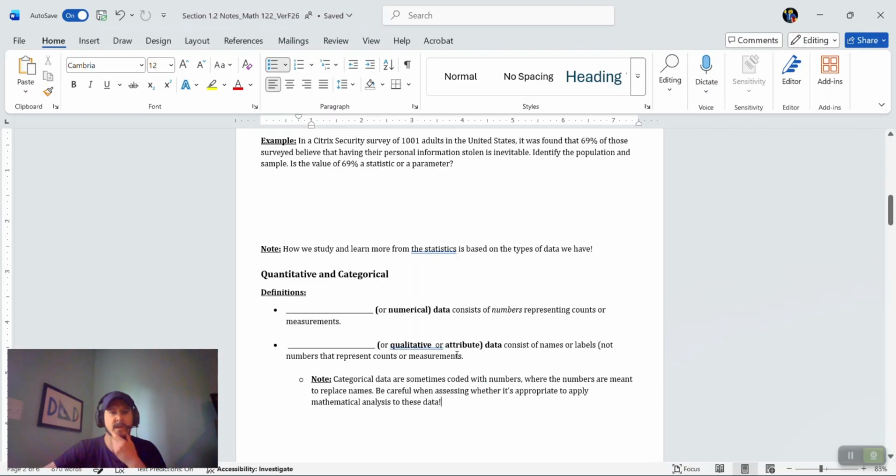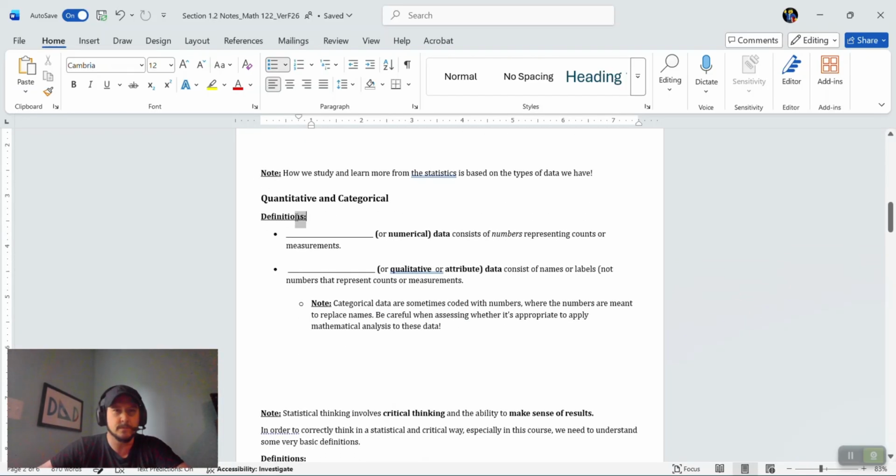All right, so for example, if you look at the Detroit Tigers, they have jerseys and numbers on their jerseys, and those numbers really don't have any mathematical meaning to them. They're basically just labels for the people. All right, so that's kind of what this is hinting at here. So let's see. Give some examples of this.